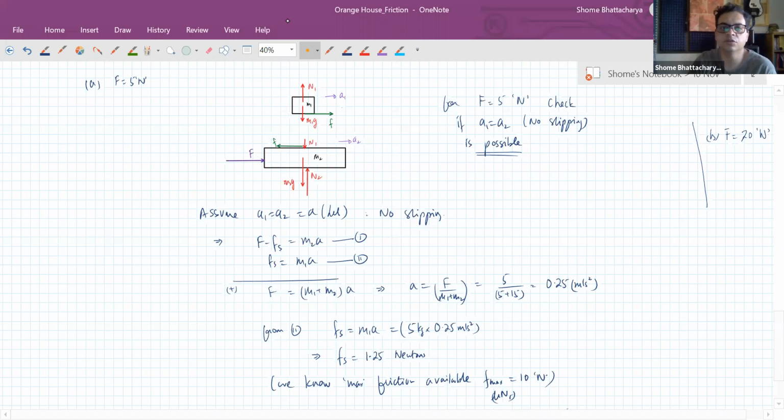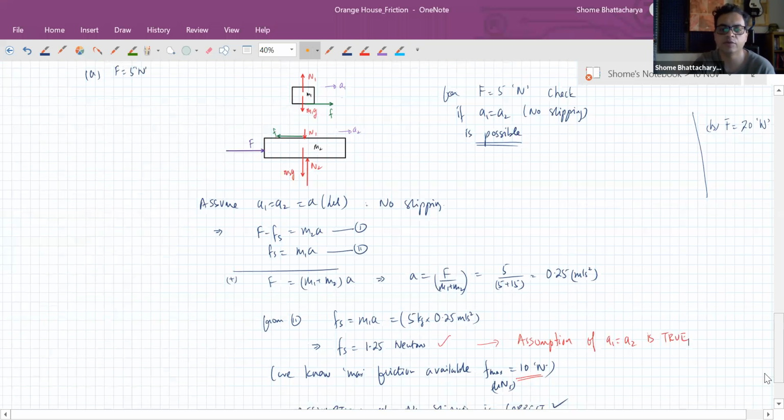So what is happening is, because we know a maximum friction of up to 10 newtons is available, therefore we know that this is possible. So we know that the assumption is therefore correct. It's a true assumption because we have enough friction to support the assumption. Okay, so hope this is clear over here. So make a note of this and now apply exactly the same method and try to figure out what is happening in the case B, where the force we are applying is increased to 20 newtons.